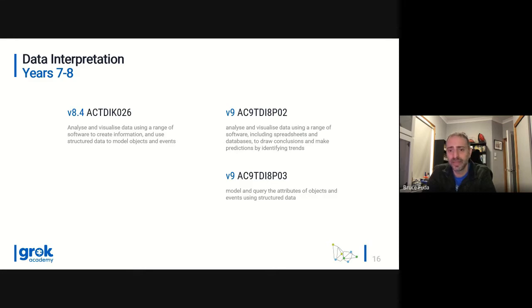And then separately to that, the modeling and querying of data is pulled out on its own so that you can understand that that can be a different task and doesn't all have to be bundled together into this one behemoth of a content description.